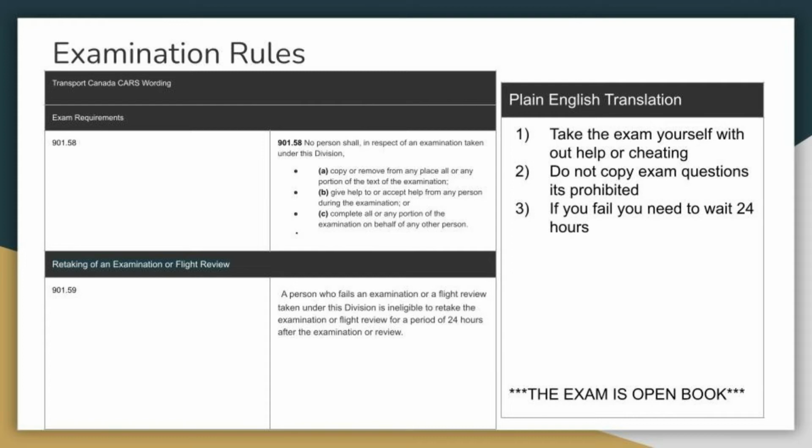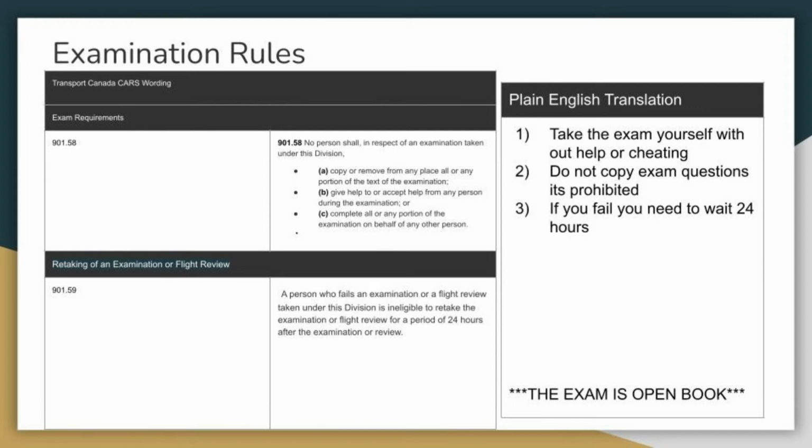For examination rules and exam requirements, Transport Canada covers this in 901.58. No person shall, in respect of an examination taken under this division, copy or remove any part of the exam, give help to anybody, or complete any portion of the exam on behalf of anyone. Lastly, it states that for retaking of the exam, you must wait 24 hours. This applies both to your flight review as well as your written exam.